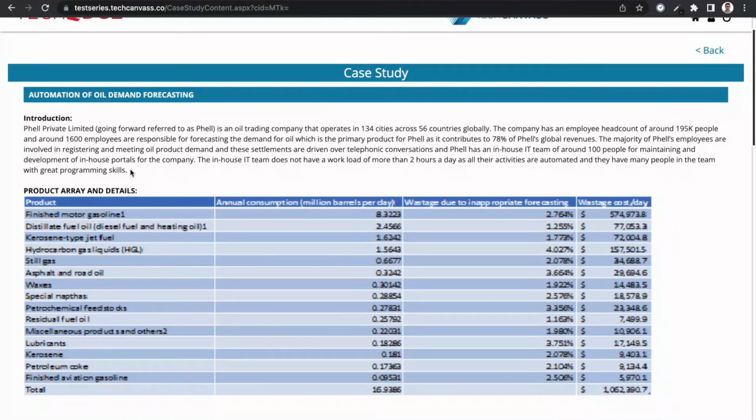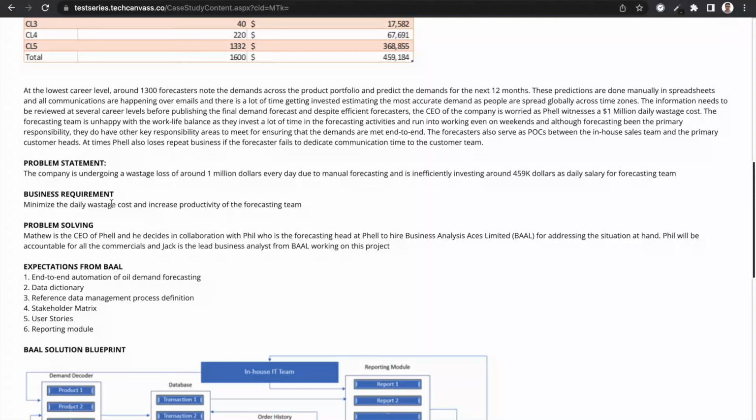The first section is the introduction, which doesn't talk much about the stakeholders. The second is about the product array and details. This will also not have the details of the stakeholders. As-is forecasting: when we quickly go through the content, we don't see it talks about Phil or Matthew. In the problem statement, there is no name as such. The business requirement section also doesn't have any such names. Let's jump quickly to the problem solving section.